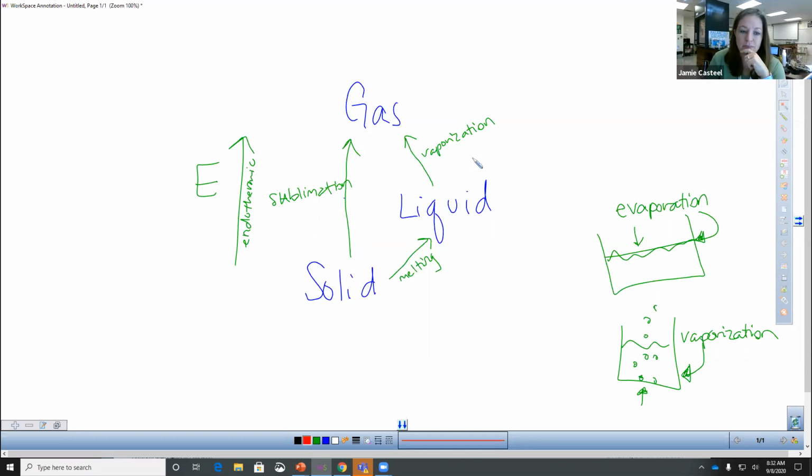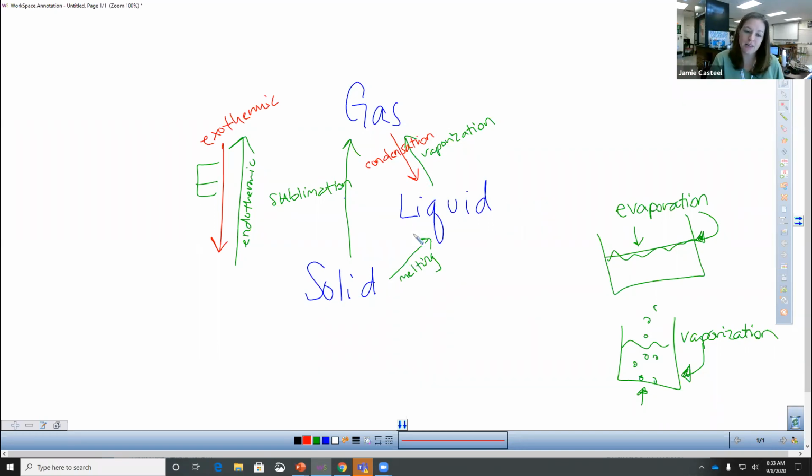Let's go the other direction. If I go down in energy, this is called exothermic. It releases energy and it cools. Let's start from the top. If a gas goes back to a liquid, that's called condensation. If I had a really nice can of a Coca-Cola product and it were cold and I left it sitting right out in the sun, it would start to form water droplets on the outside because that can is cooling the air right around it, and that water vapor in the air is condensing and forming on the can.